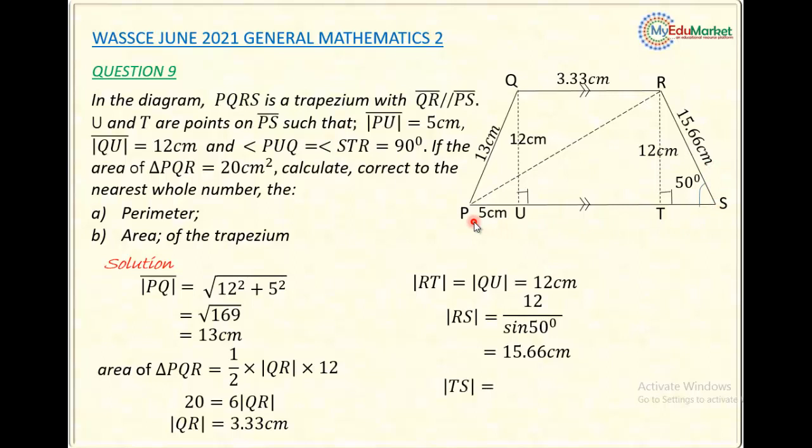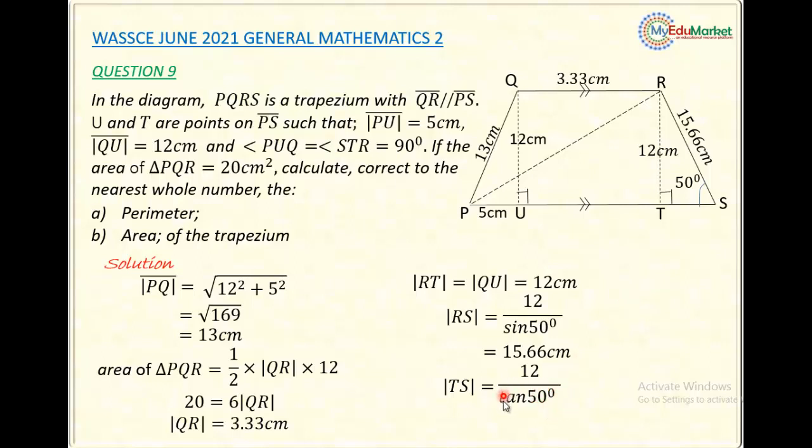I'll continue. The TS, from T to S, is also a side in this right-angled triangle. I can equally get this using the trig ratio. This will now be adjacent and this will be opposite, so I can take the tangent ratio. Remember, tangent is opposite over adjacent. So it's now going to be tan 50 equals 12 over the length TS. When you make the length TS the subject, it is 12 over tan 50.